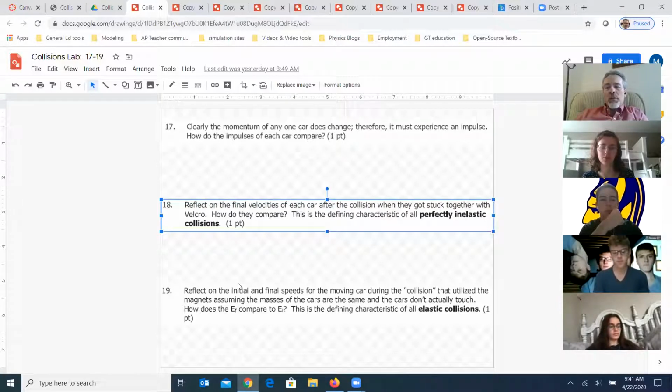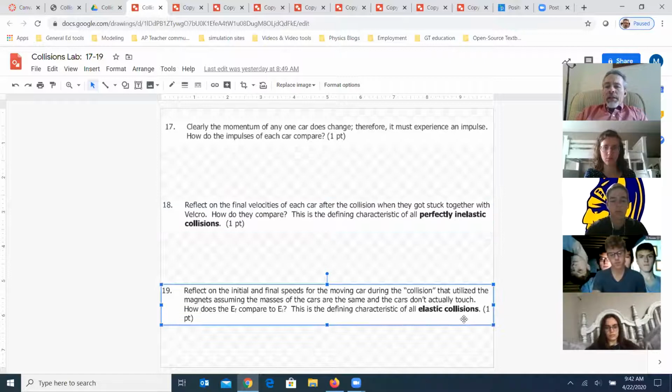Everybody, unmute yourself. It was the same. They're the same. That's right. That's the definition of perfectly inelastic collisions. They have the same final velocity because they're stuck together like Velcro. So now you know the answers for 17 and 18, okay?